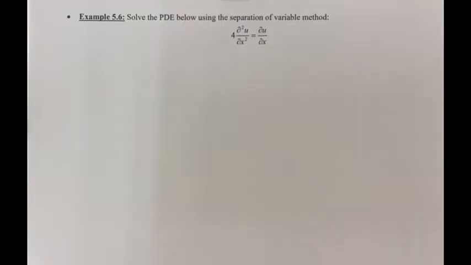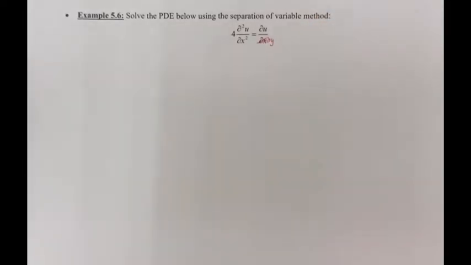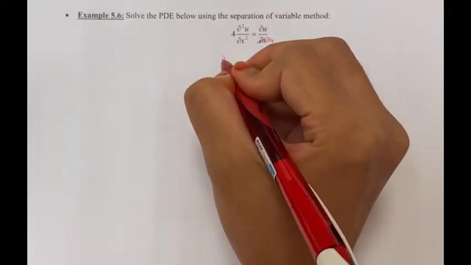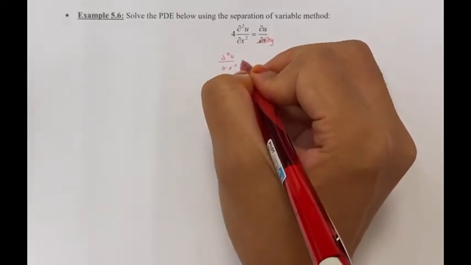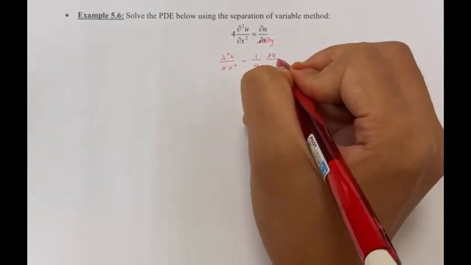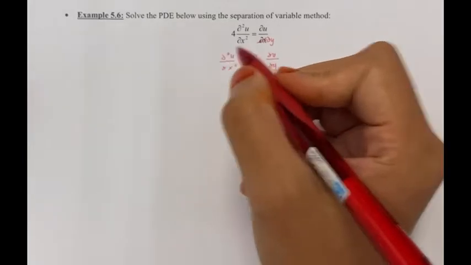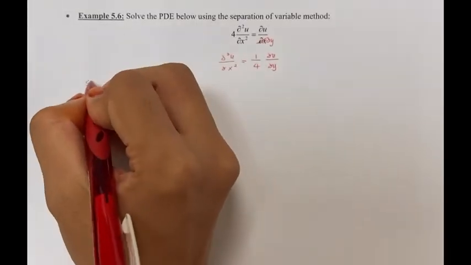Example 5.6, solve the PDE below using the separation of variables method. You have the PDE del square u over del x square equal to del u over del y. This can be written as del square u over del x square equal to 1 over 4 del u over del y, moving the 4 from the left hand side to the right hand side. Then we start with the first step.